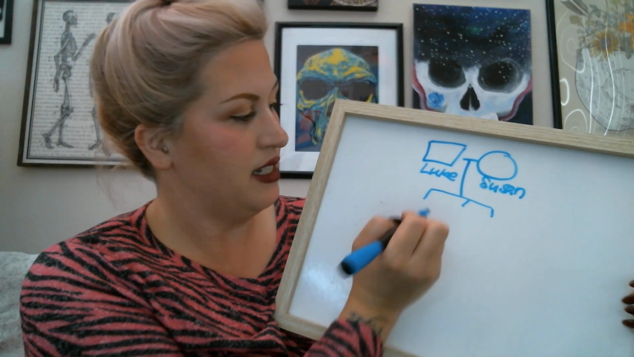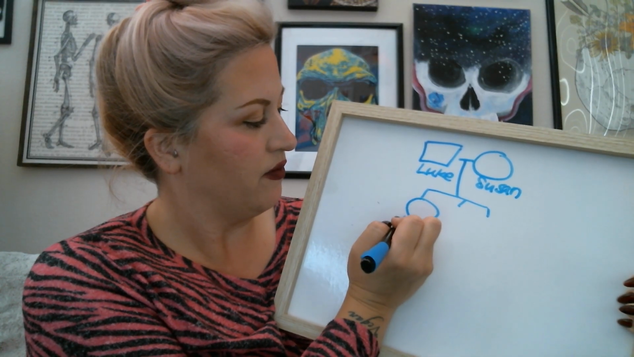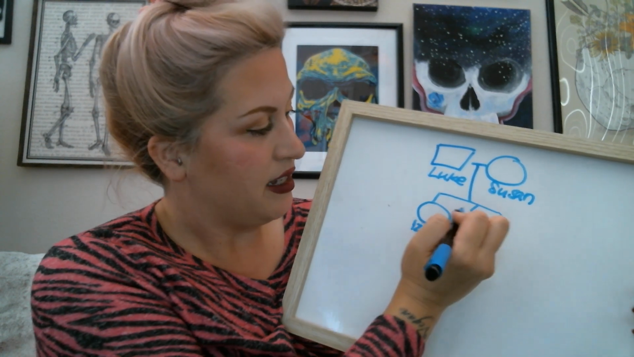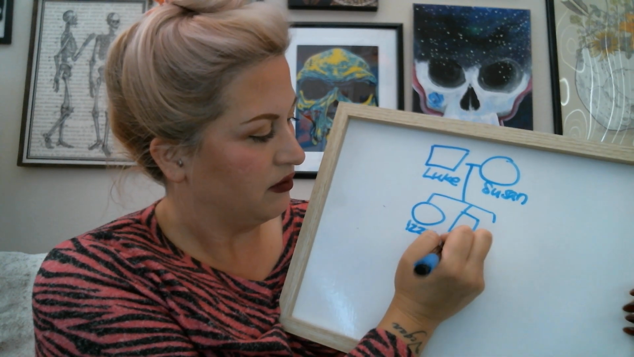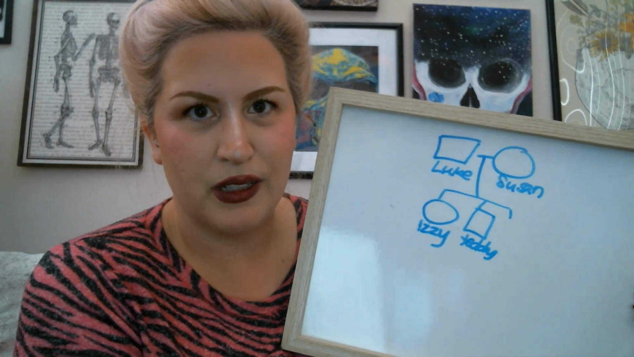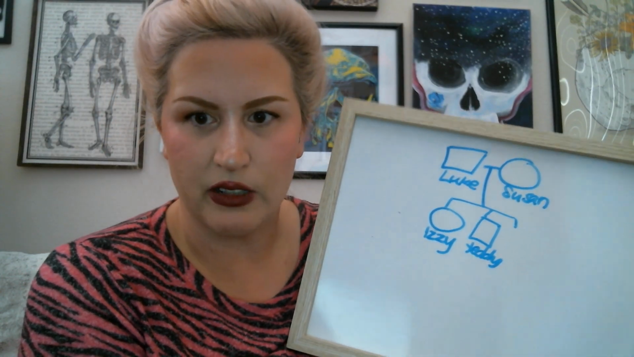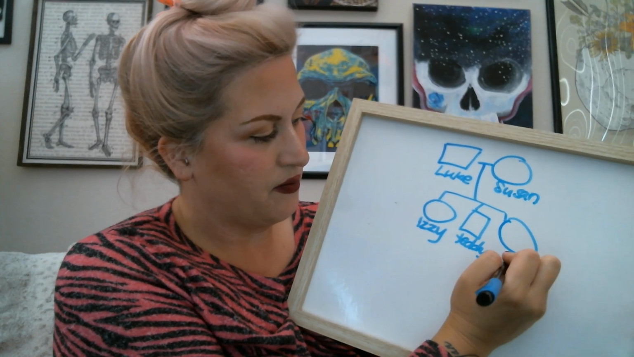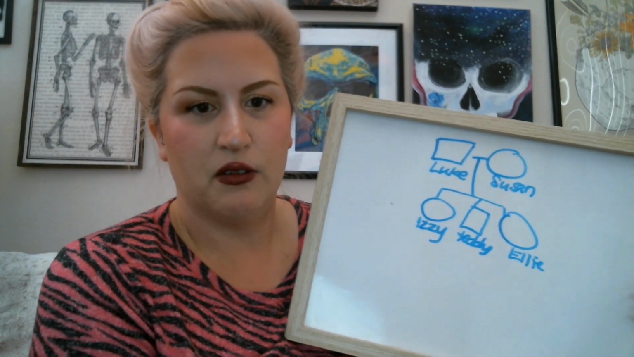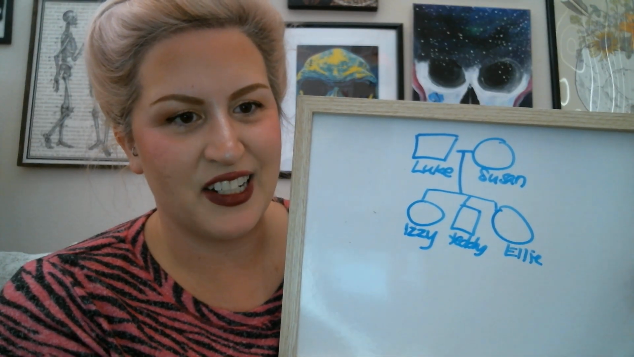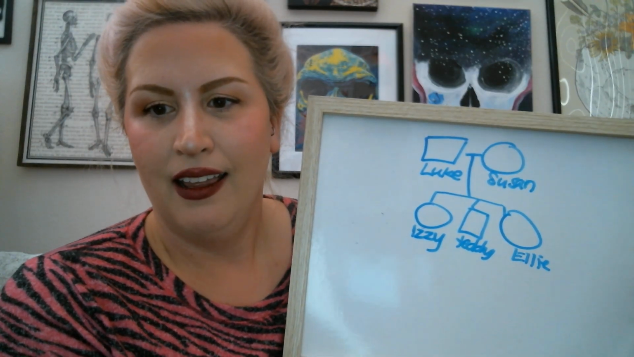So we've got Izzy, Teddy. Sorry, it's a tiny bit sloppy, but hopefully you can see it. I might switch pens here in a second. And then Ellie. Now, if you were doing this in a computer program, that might all be perfectly straight and stuff, but that's okay for now, right?